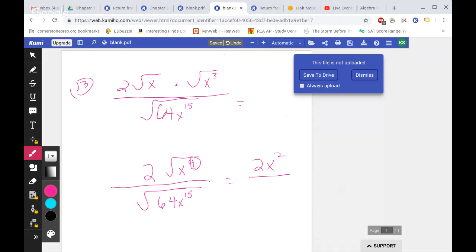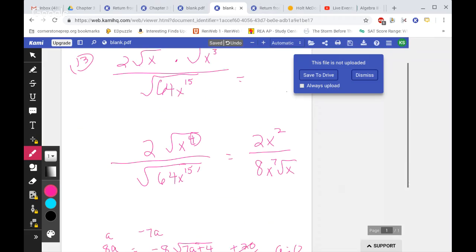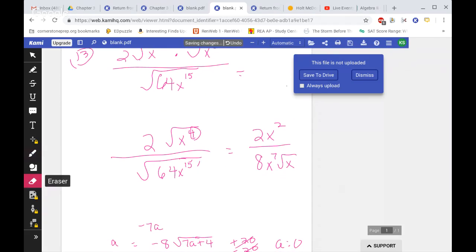And down here, I can take the 64 out because that's going to be 8, right? And then x to the 15th, how many times does 2 go into 15? Because you're taking the square root. So how many pairs? It would be 7, right? With 1 left over. How many pairs of x's can come out is another way to ask it. Does that make sense? Yeah.